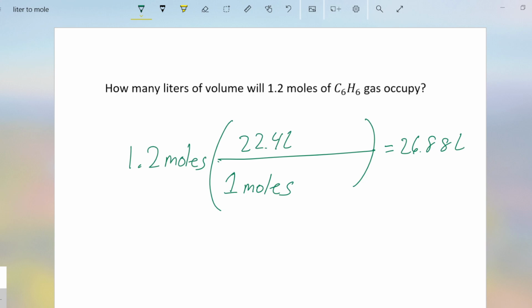In fact, 26.88 liters is 1.2 moles of any gas at STP. Doesn't matter what's here, we can convert between liters and moles. Things get a little bit more difficult when we start to leave Mole Island and go to places like Mass Island or Formula Unit Island. If we do that, then we can't just assume everything is the same. But here, when we're going from liters to moles, it's very nice because everything is 22.4 liters per mole.